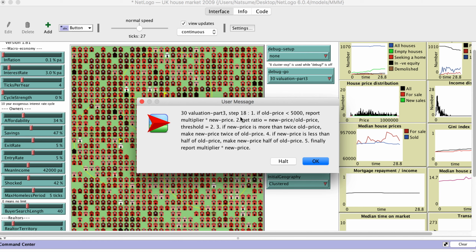Okay, this is another way to set the new price. And thirdly, if the new price is less than half of the old price, then we will just make the new price exactly half of the old price. And finally, we will report the final valuation using multiplier multiplies new price. So that's how a house is evaluated by the realtor.